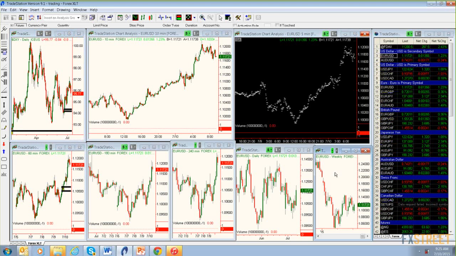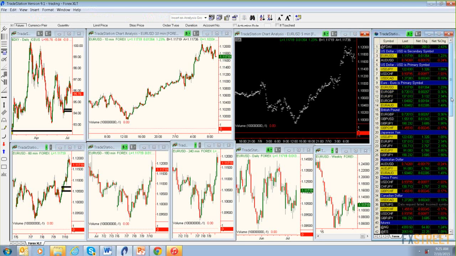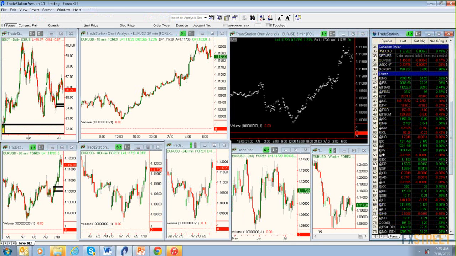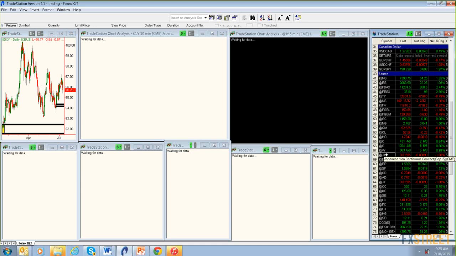So we looked at the S&P, we looked at the Euro futures, we looked at the Euro spot. Why don't we move on to take a quick look at the yen? We talked about the yen quite a bit last time. We'll start with the futures.